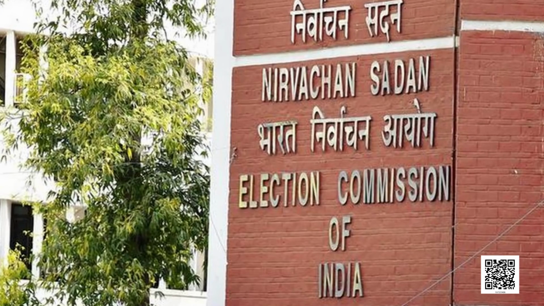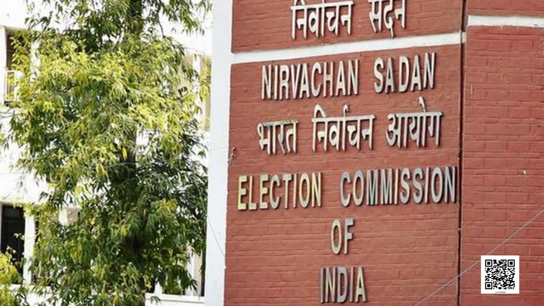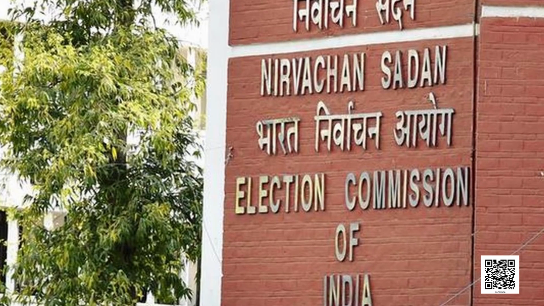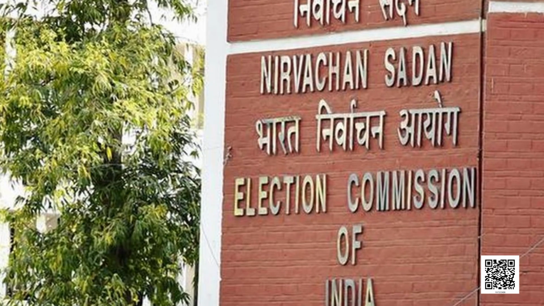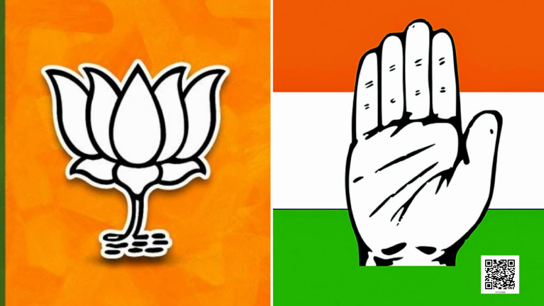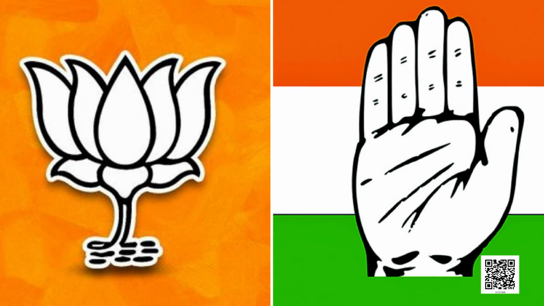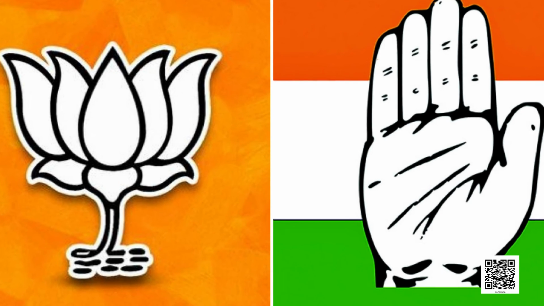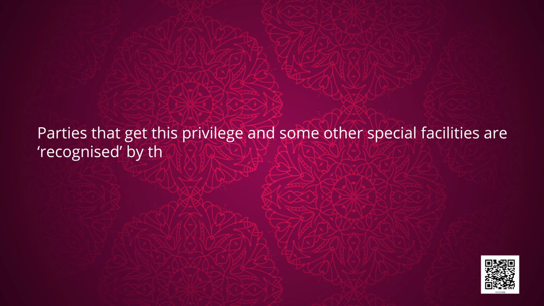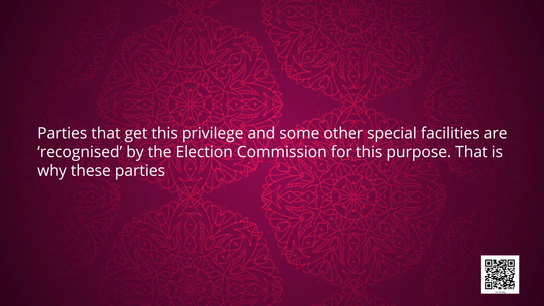Every party in the country has to register with the Election Commission. While the Commission treats all parties equally, it offers some special facilities to large and established parties. These parties are given a unique symbol. Only the official candidates of that party can use that election symbol. Parties that get this privilege and some other special facilities are recognized by the Election Commission for this purpose. That is why these parties are called recognized political parties.